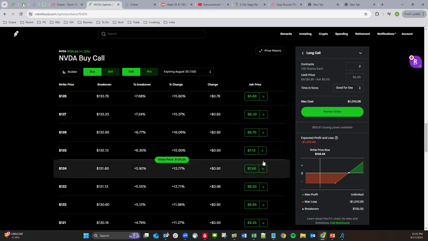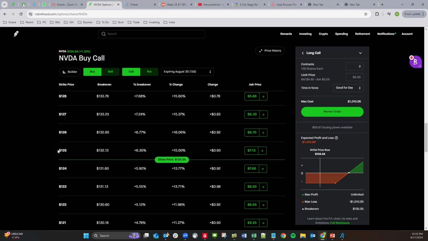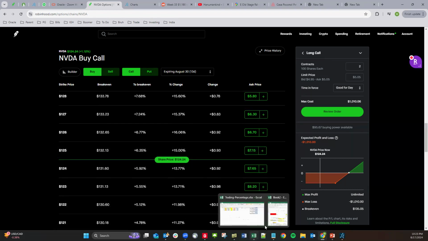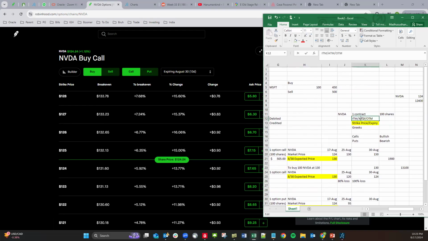So from here, anything that is 125 is, so okay, let's probably explain that as well. Here are the three terms that I was talking about: in the money, at the money. So first is at the money, and then out of the money and in the money.